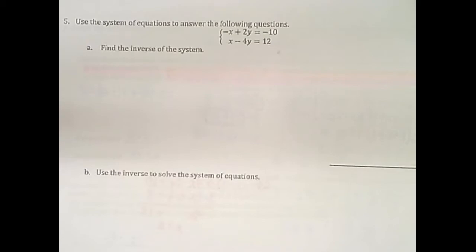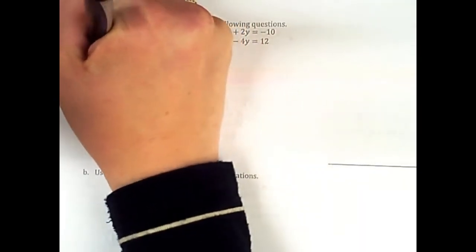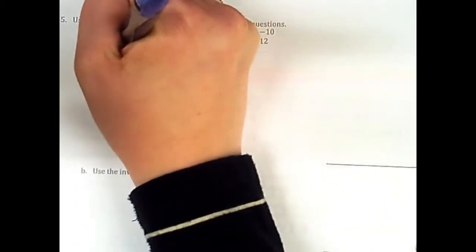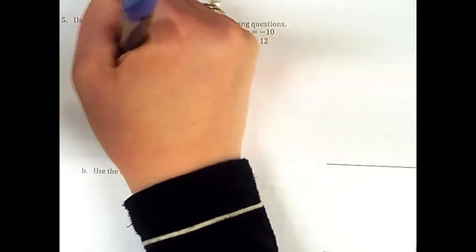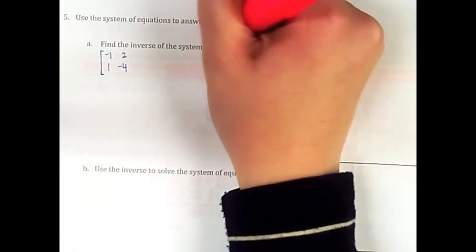So we are starting on number 5. Number 5 first says to find the inverse of the system. So remember, we set this up using the coefficients in front of our variables. So we have -1, so -1, and then in front of my x down here, I have a 1, and then 2 in front of my y, and a -4 in front of my bottom y. So it's just using those coefficients in front of the variables. So -1, 1, 2, and -4. That's where we got all of these numbers from.